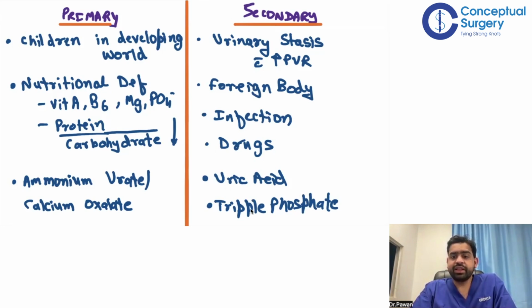Then uric acid and the triple phosphate. The secondary bladder calculus predominantly consists of uric acid and triple phosphate stones because they are happening in the presence of a urinary tract infection. I hope you are able to understand this point.